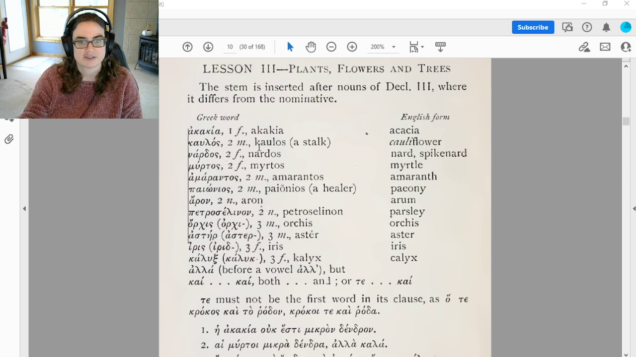Nardos, okay, spikenard, okay, that's very biblical. Get that all the time. Myrtos, myrtle, okay, it's a tree. We're good. Amaranthos, amaranth. Okay, I've heard of that flower.